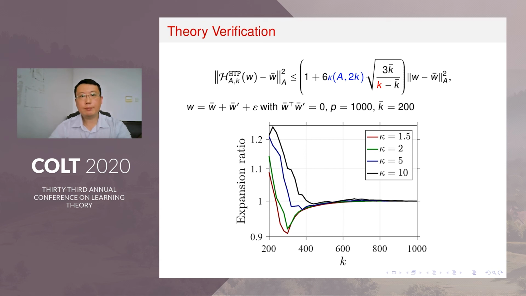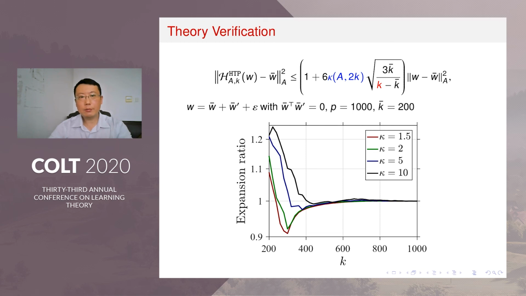Now let's verify the expansion ratio bound of MHT estimated by HTP through a numerical study. As we can see, the bound has dependence on the condition number of A and the sparsity level k. We test with a dense vector W constructed like this, where the W prime bar is a k bar sparse vector orthogonal to W bar. We fix P equals 1000 and k bar equals 200 and test how the expansion ratio evolves on the different matrix A with varying condition numbers.